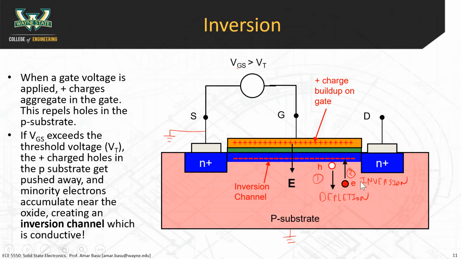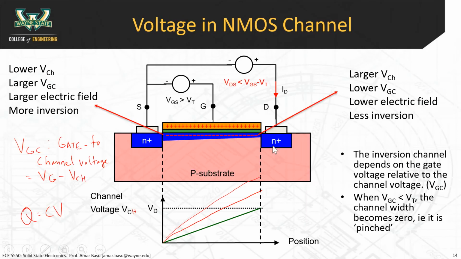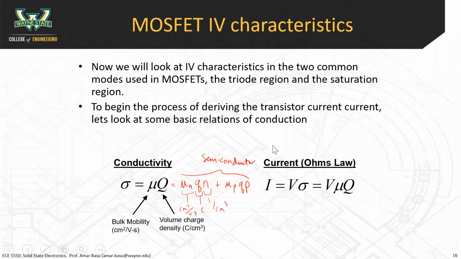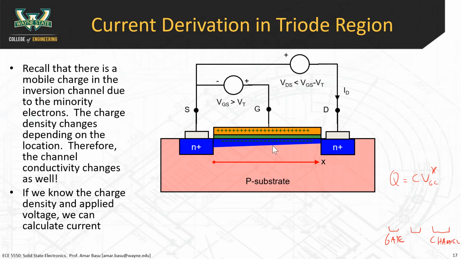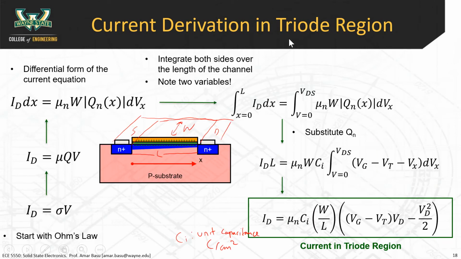Last time we just talked conceptually about what happens, and now we're going to get more into the specifics. I'm going to skip over the stuff on the triode region and saturation because I want to get into the material that we're going to cover today. All right. So we did derive the current equations for the triode region.